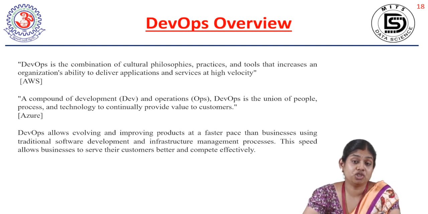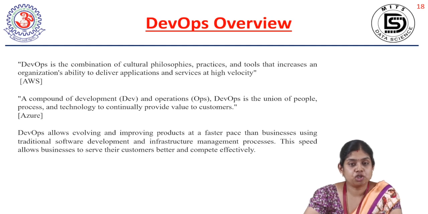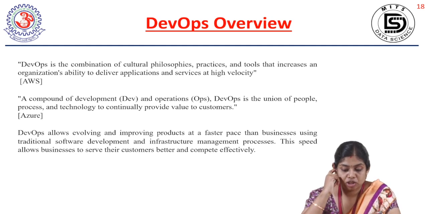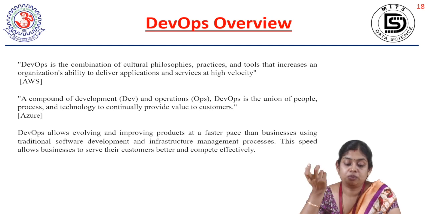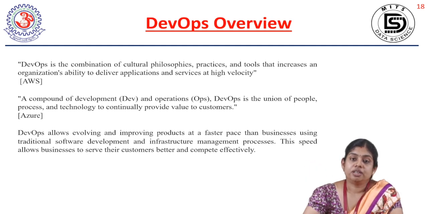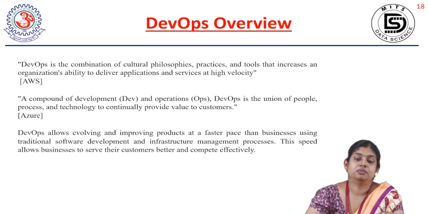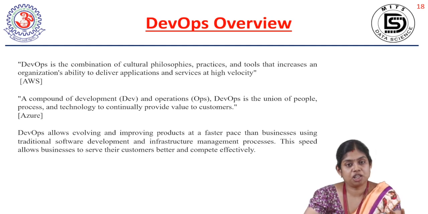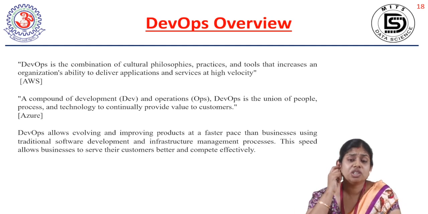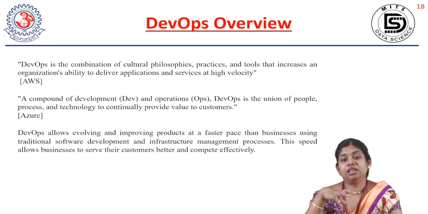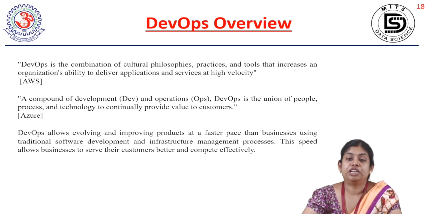That is Amazon's definition of DevOps, and Azure's definition of DevOps is different. As you can see, a compound of development and operations, a union of people, process, and technology. Here it is more about communication. Azure focuses much on communication and collaboration between people. Likewise, each and every company will define its own DevOps culture.